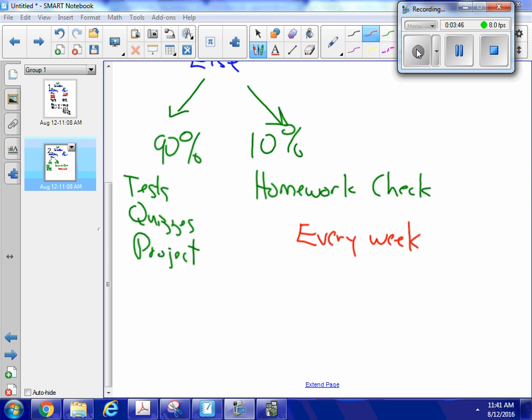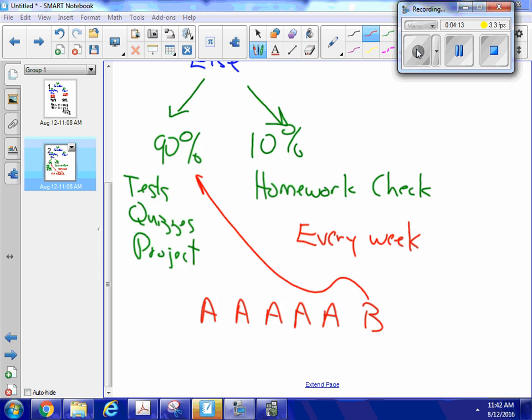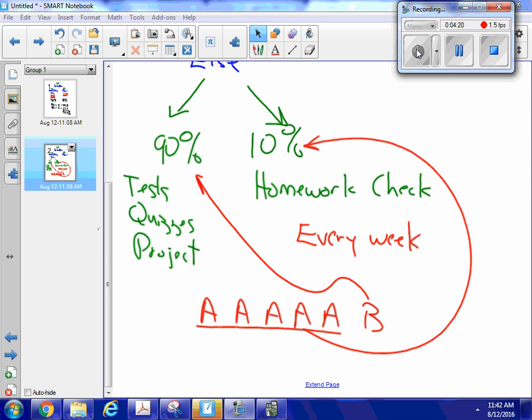Since quizzes and tests don't happen that frequently, you might get an A on a homework check, and then another one, and another one, and another one, and then comes the exam. Something happens, you're not feeling so great, and you get a B. Well, this B is 90% of your term grade. All these A's are only 10% of your term grade. So let's do an example and see how that works.